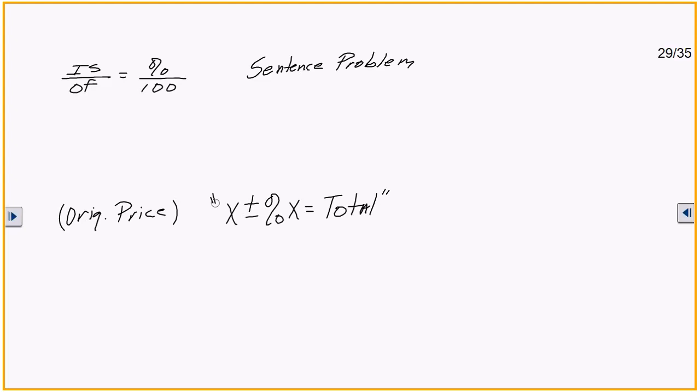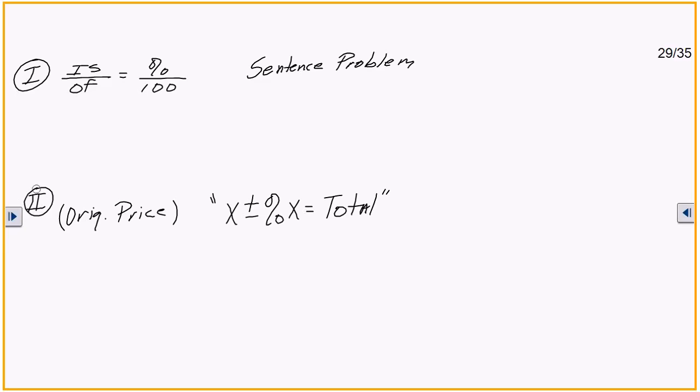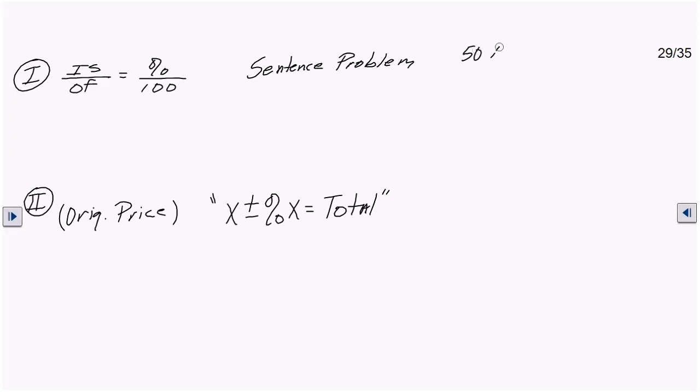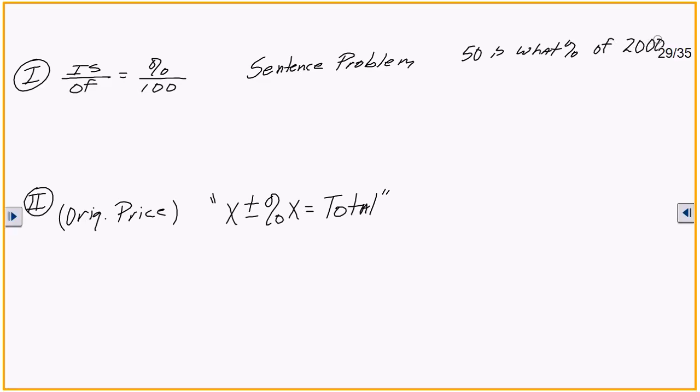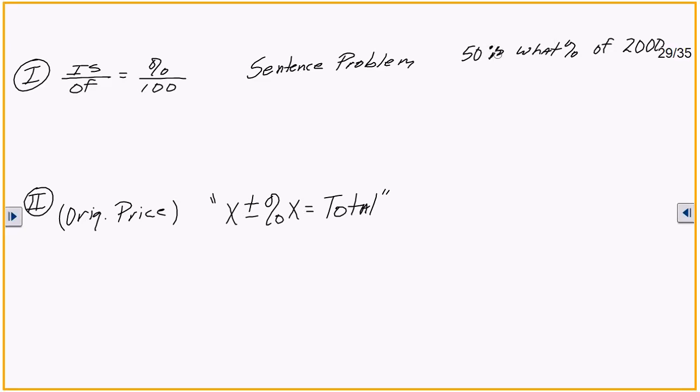So, what is a sentence problem? I'm going to put a Roman numeral up here because this is one type of problem you have with fractions, or decimals, or percents, whatever. 50 is what percent of 2,000? That's a sentence problem. In other words, you have a sentence and that's it. There's no word problem, there's no paragraph. It's just 50 is what percent of 2,000?